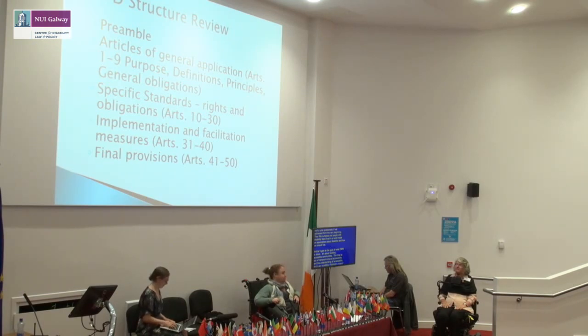Then we look at the specific standards, so the rights and obligations, Articles 10 to 30. Some of these are direct translations, such as Article 10, right to life, right through to Article 19, which is a bit of a torturing of freedom of movement, but you know, we're creative. And that's Article 19, living independently and being part of the community.